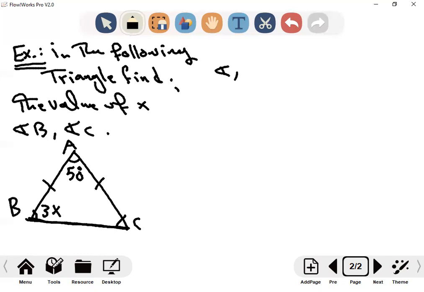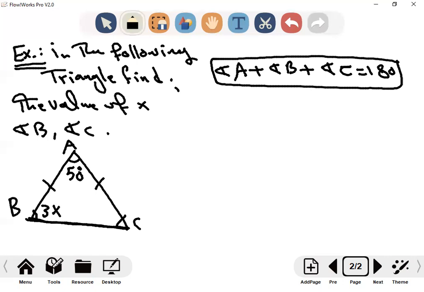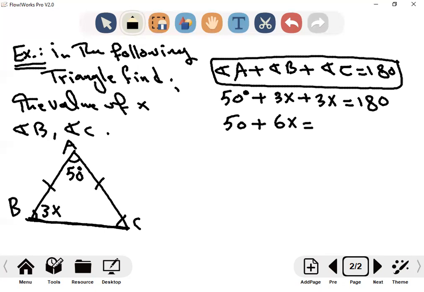Now add the three angles and use your formula: angle A plus angle B plus angle C should equal 180. This is a fact, right? Apply it now in your special triangle. Angle A is 50 degrees, plus angle B, 3x, plus angle C, 3x, all equal 180, because angle B is congruent to angle C. Now solve: 50 plus 6x equals 180.